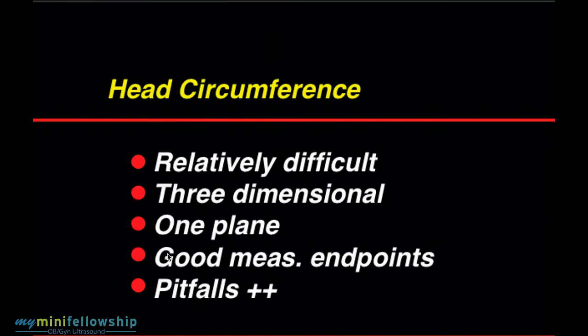Now, in fact, obviously, there probably are a number of planes close to that plane where the difference in measurement would be too small to compute. But I think you get the idea. By comparison to the biparietal diameter, where we have a great deal more latitude for getting the correct measurement, with the head circumference, we have a great deal less latitude. Nonetheless, the endpoints of measurement are good. Again, we're measuring bone to bone, excellent measurement endpoints. So again, the pitfalls are reasonably few.